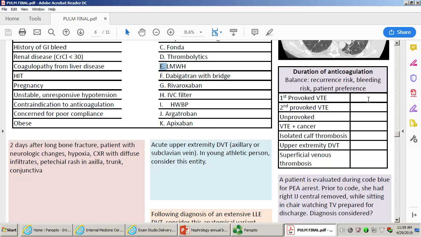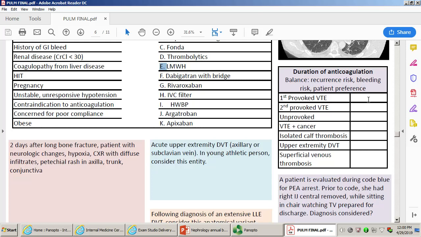Upper extremity DVT, subclavian, IJ: 3 months. What about basilic or cephalic? Those are not deep veins. Isolated calf thrombosis, it is not a deep vein, so you could do no anticoagulation and perhaps another ultrasound and follow up.